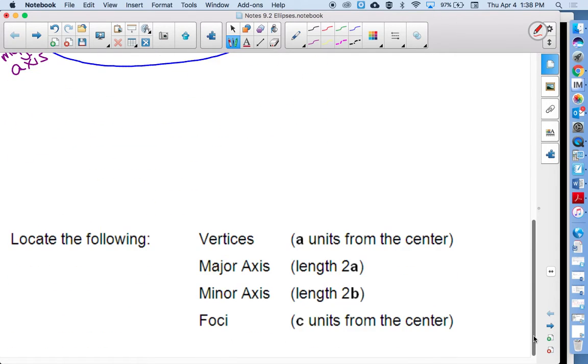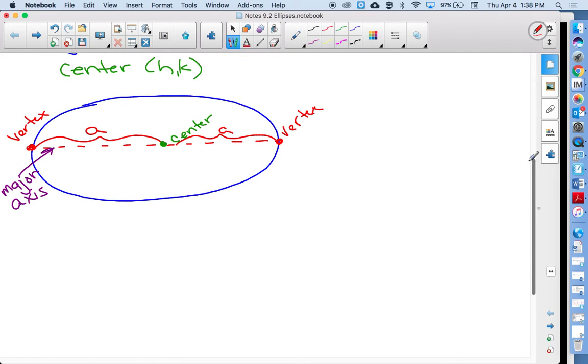All right, so now we have vertices A units from center. Underneath the major axis, it says its length is 2 times A. And that makes sense because I have two A's, one on the left, one on the right. You double it, you get 2A. So its length is 2 times A.